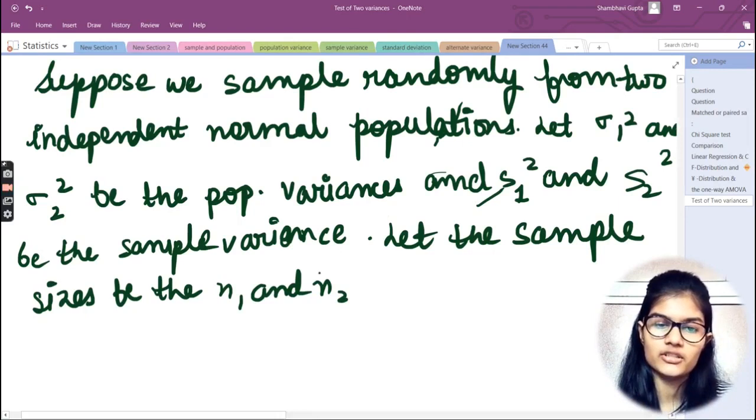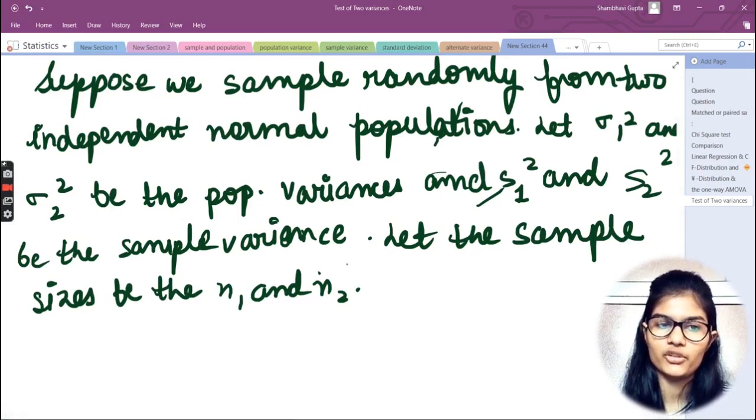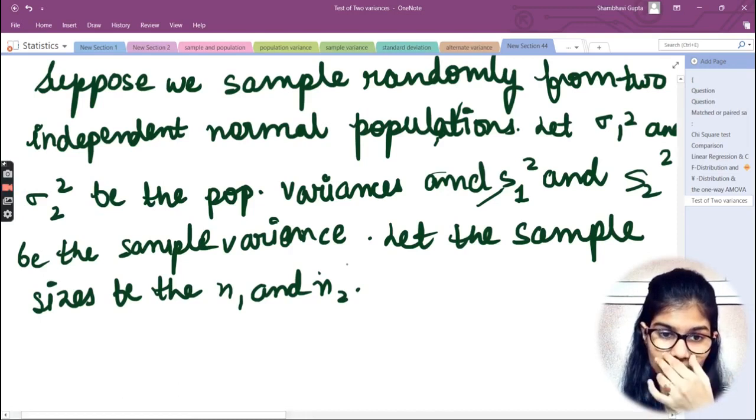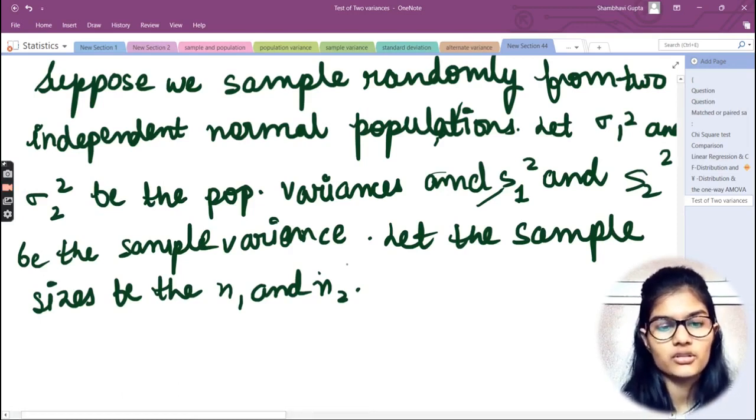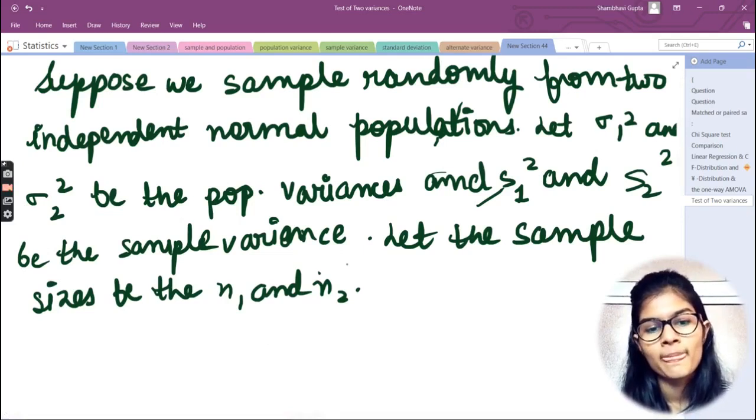Now, say we are interested in comparing the two sample variances. In that particular case we can use the F ratio to address this. So, as we want to compare the two sample variances, we're going to use the F ratio.